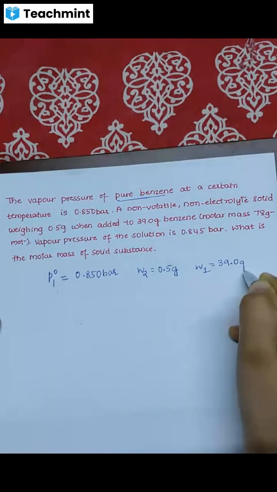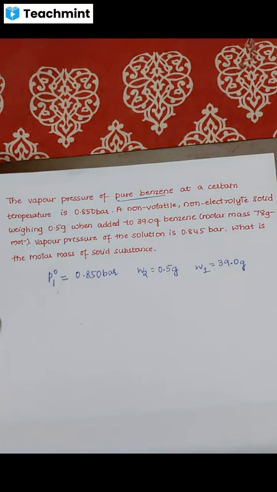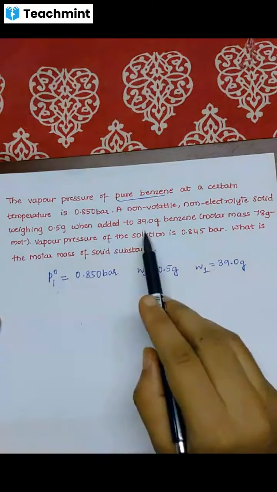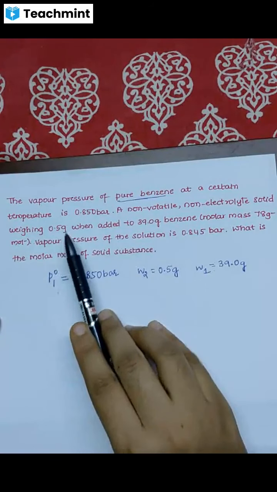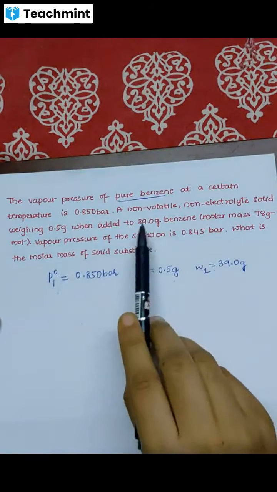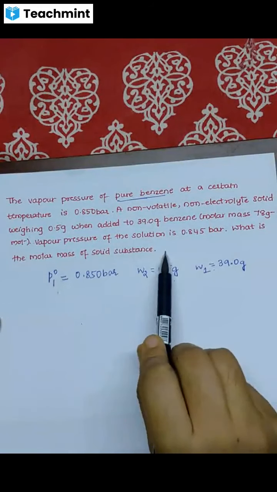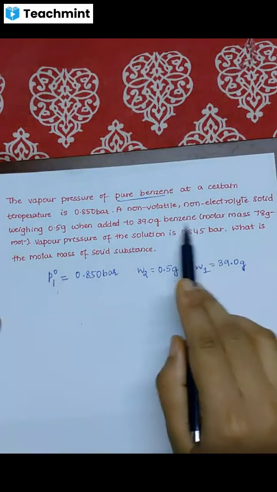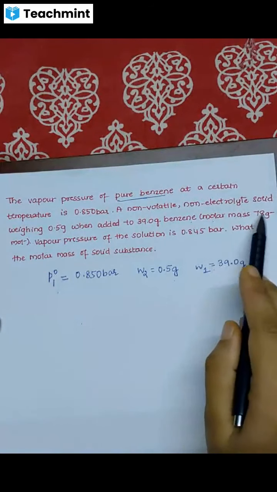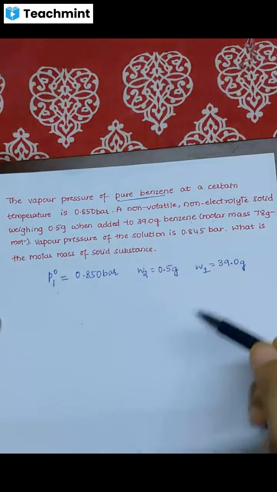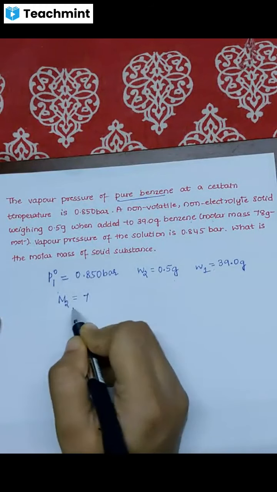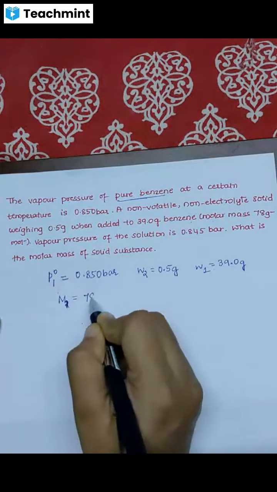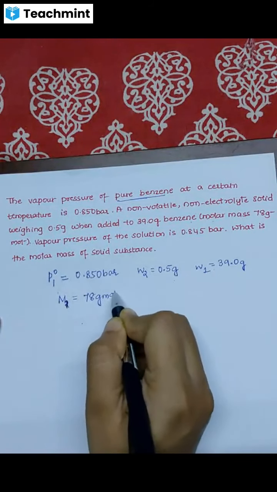If at all you are confused between which is your solute and which is your solvent, always remember the mass which is greater is solvent and the mass which is smaller will be solute. So 0.5 gram is solute, 39.0 gram becomes solvent. Then they have given after benzene, molar mass 78 gram per mole. That means it is nothing but the molar mass of benzene itself, that is M2, sorry, M1. M1 equal to 78 gram per mole.